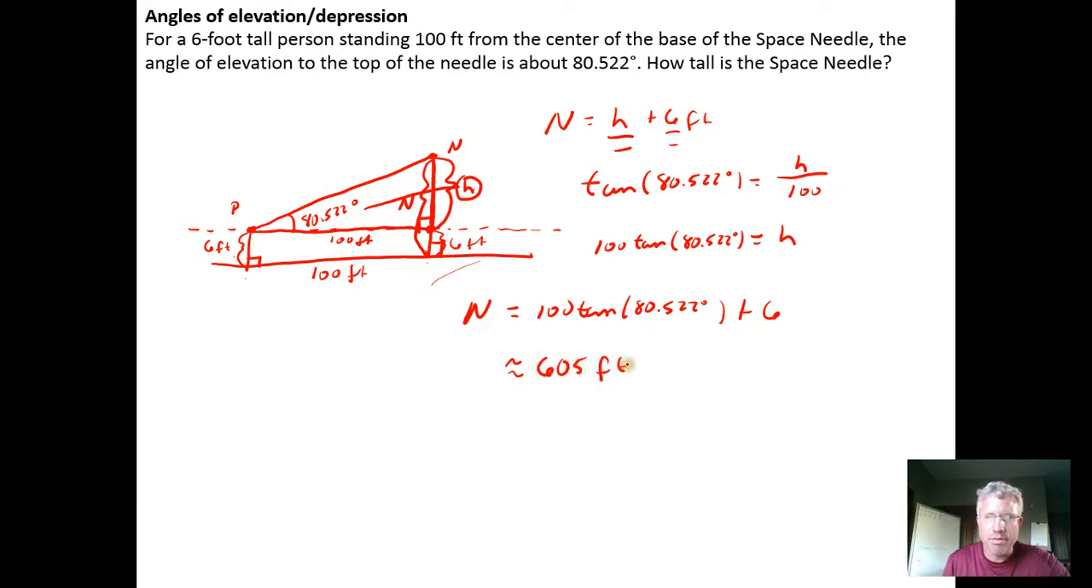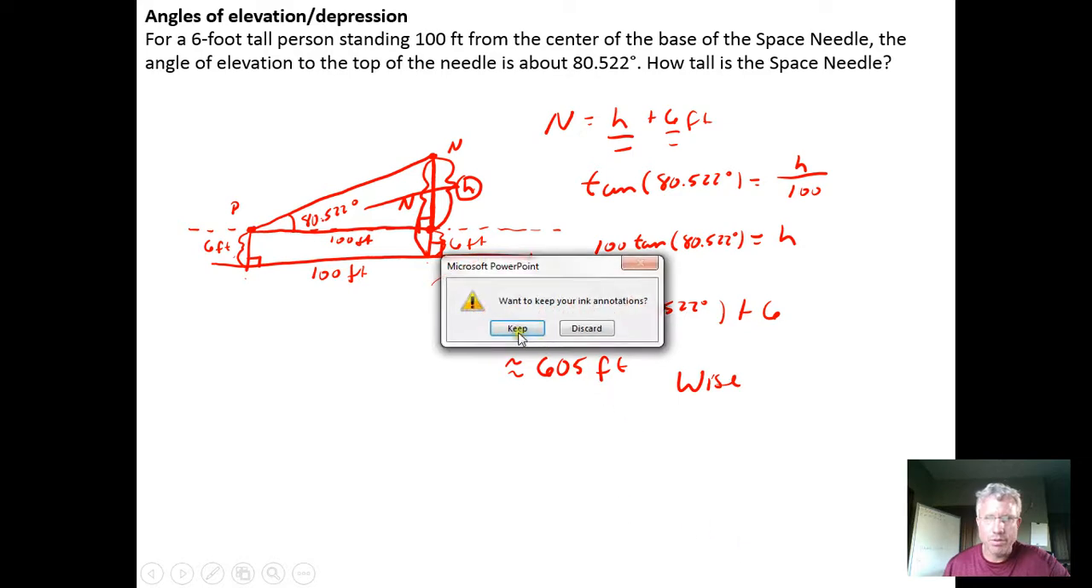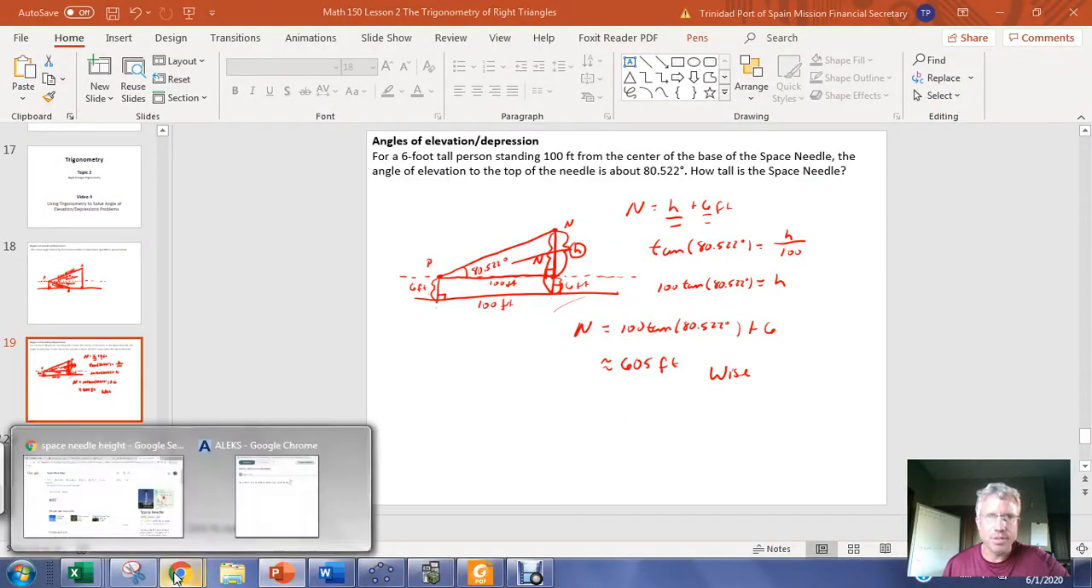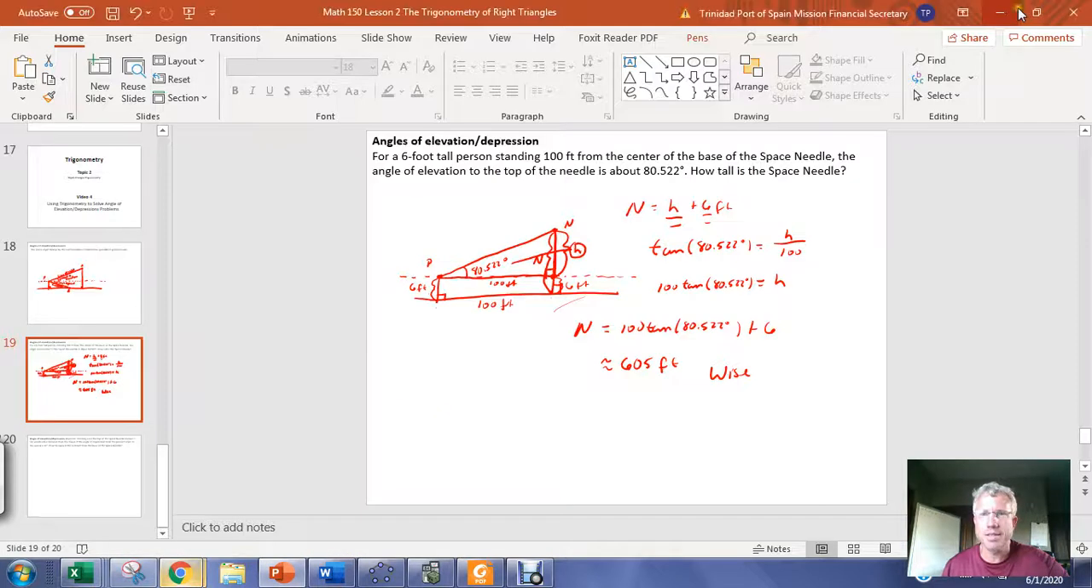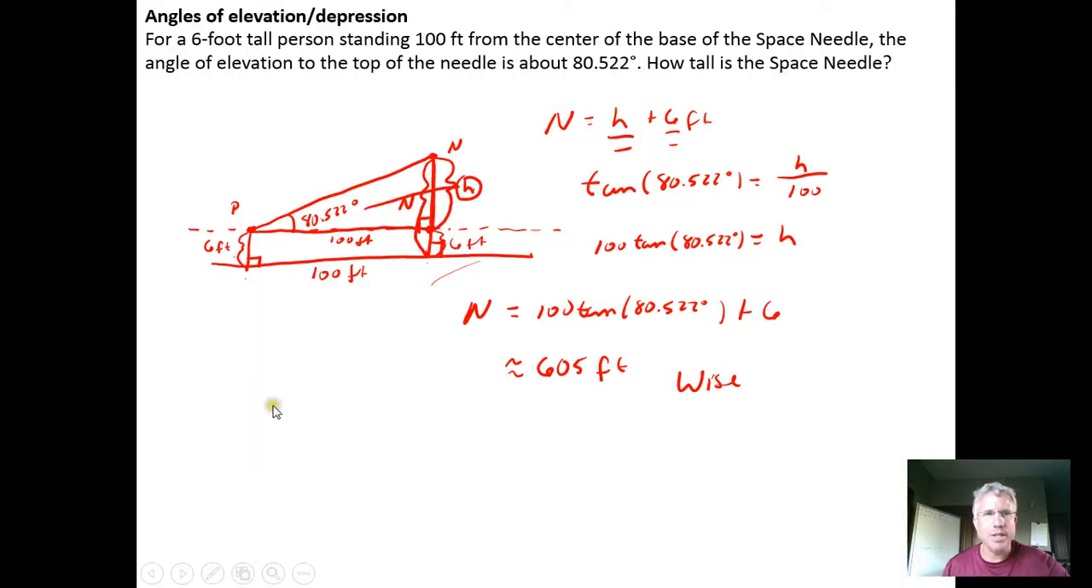605 feet. And then if you are being wise, you actually at this point Google the height of the Space Needle. There it is, and it's 605 feet, so your answer makes sense. So that's your check on work when you don't have an answer key.